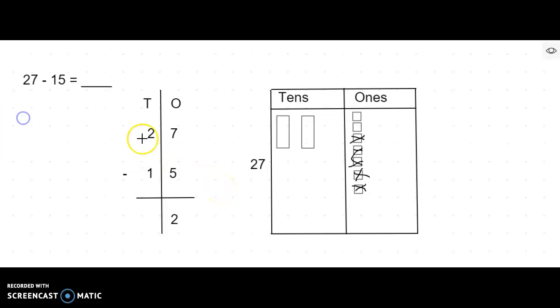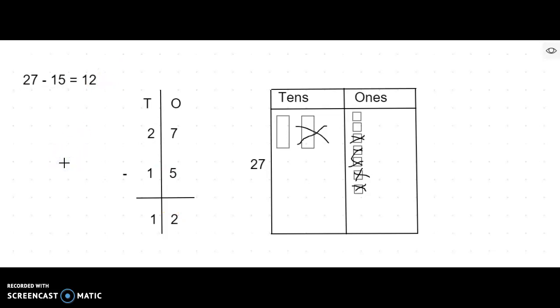Now let's look at our tens. I have 2 tens and I need to take away 1. So I have my 2 tens here. I'm going to take away this one. How many tens do I have left? I have 1 ten left. That's right. So when I do 27 take away 15, I have 1 ten and 2 ones left, which means what's 27 take away 15? Yeah, it's 12. 27 take away 15 equals 12.